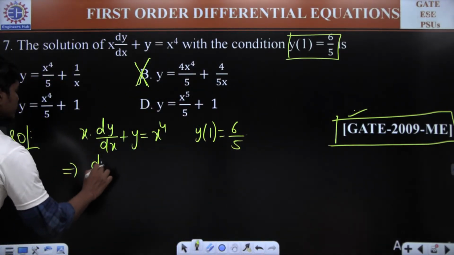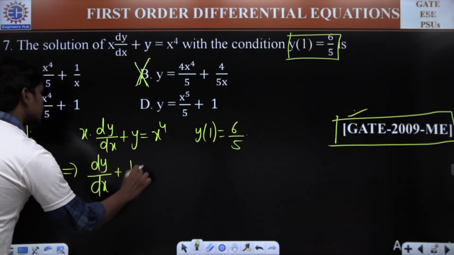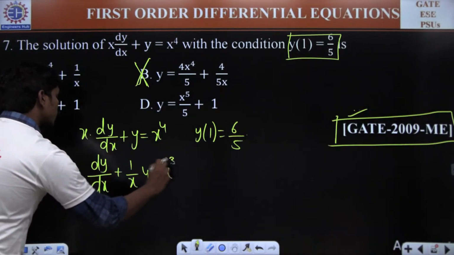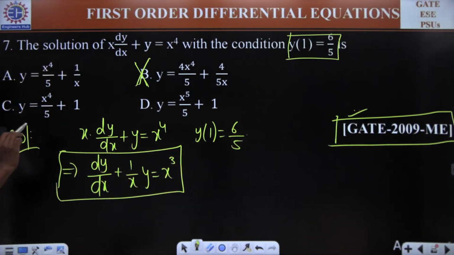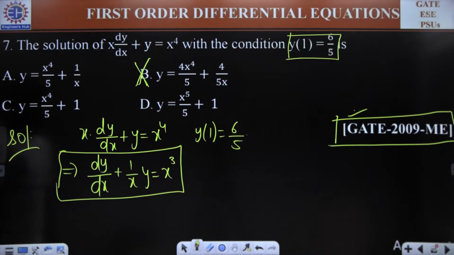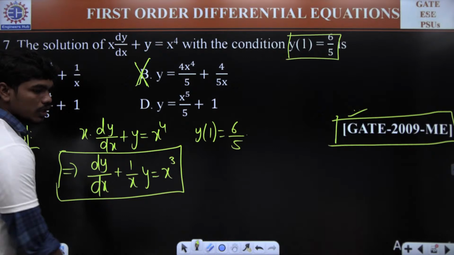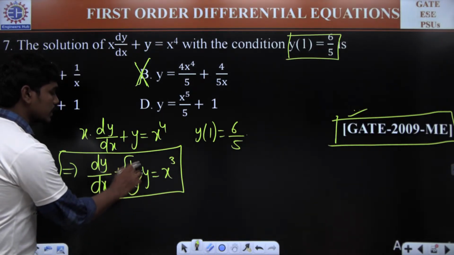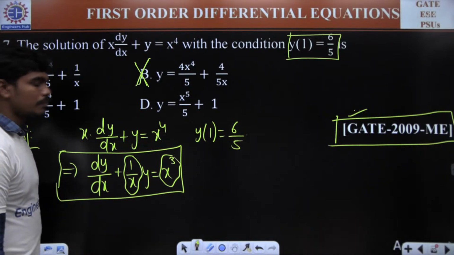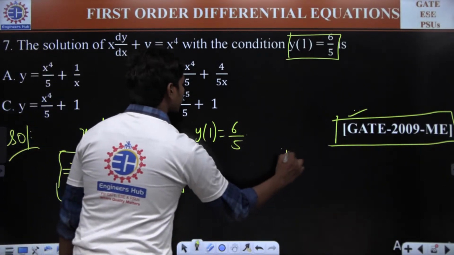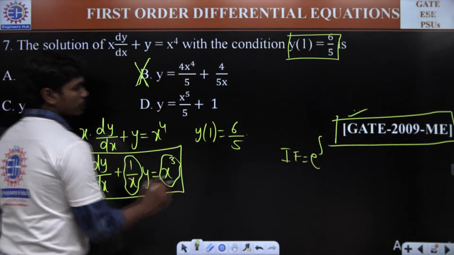So please see here, if you divide this complete equation by x, we have dy by dx plus 1 by x, y is equal to x cube. Yes or no? Can we have this equation if you divide this equation completely by x? Now, is this equation of the form linear Leibniz equation, because this is a function of x and this is also a function of x. So this is the Leibniz linear equation form. So the integrating factor IF is equal to e power integral P of x, which is 1 by x dx.